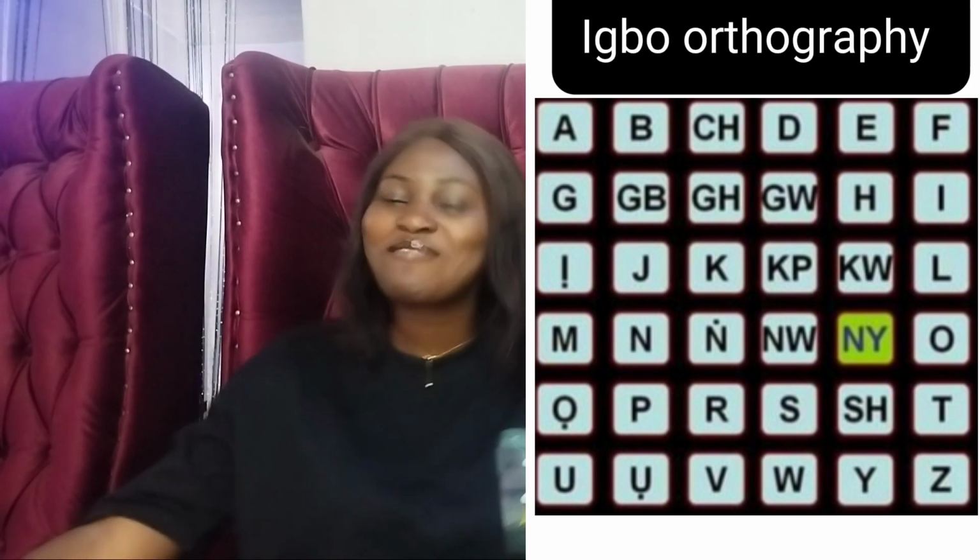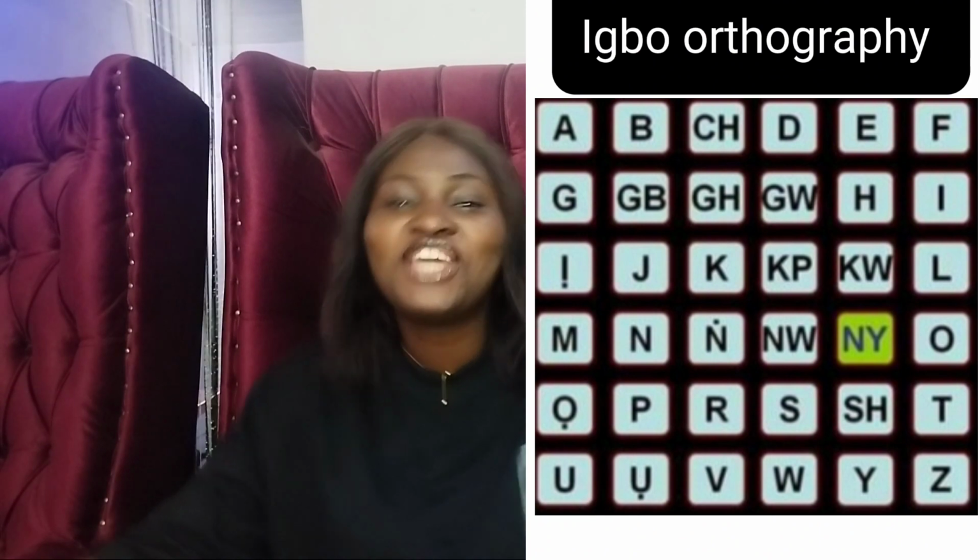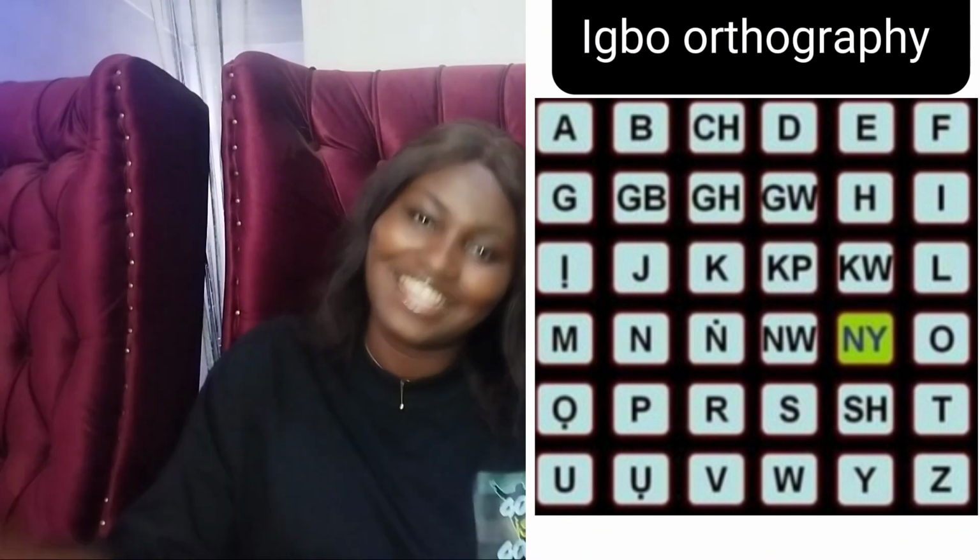Some scholars say the orthography is divided into three, meaning 2 are consonant clusters, 26 are consonants, while 8 are vowels. The Igbo orthography are A, B, Ch, D, E, F, G, H, J, K, L, M, N, O, P, R, S, Sh, U, V, W, Z.